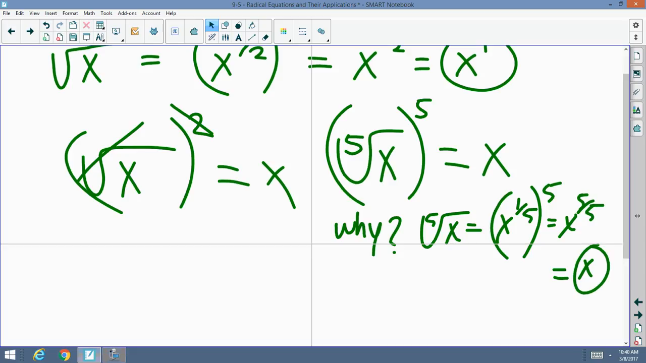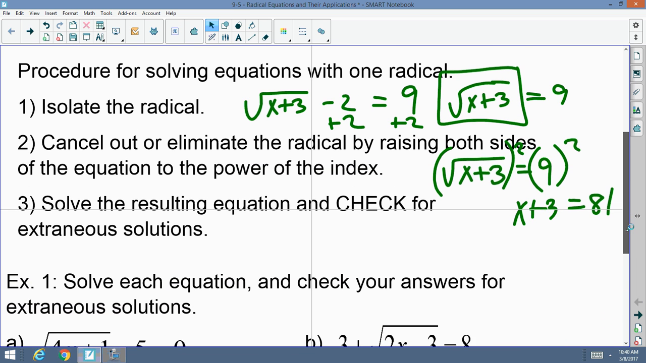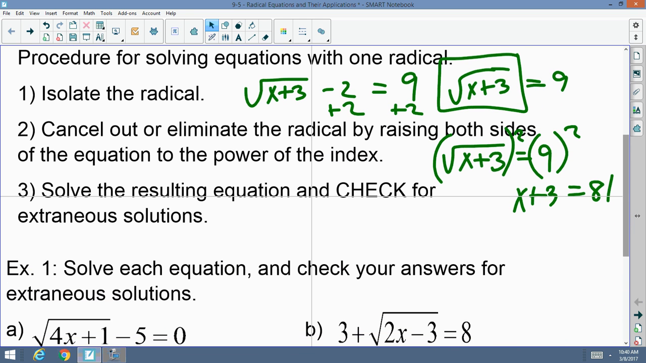Now, of course, you don't have to do all of this work. You already know that when I raise a radical to the power equal to the index, they're going to cancel each other out. But this is an explanation of why. Okay? Does that make sense, guys? Does that help a little bit? Hopefully. All right. So let's continue, please. So we're going to cancel out the radical, again, by raising both sides of the equation to the same power as the index. And then we're going to solve the resulting equations and check for extraneous solutions.